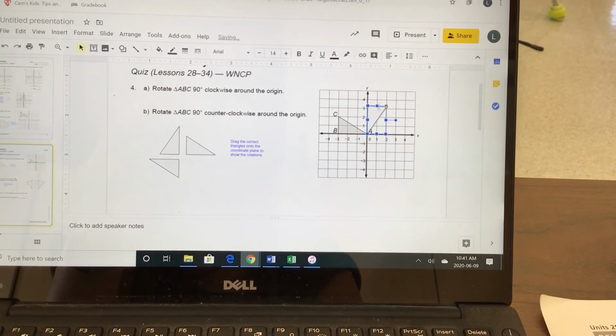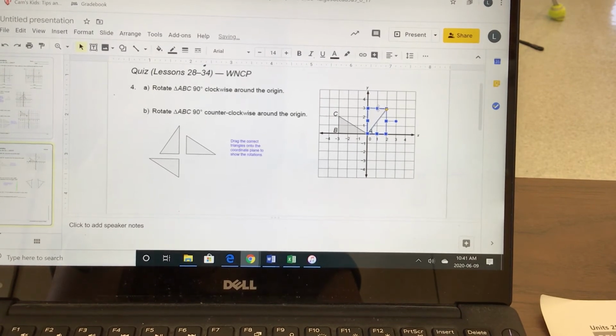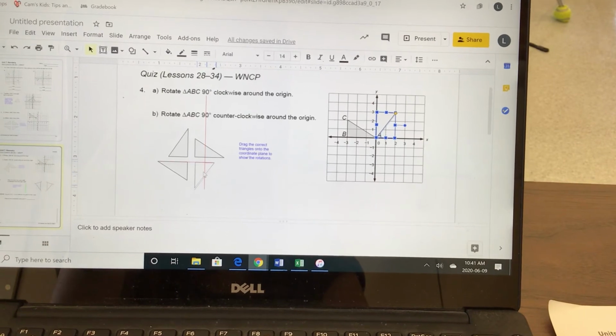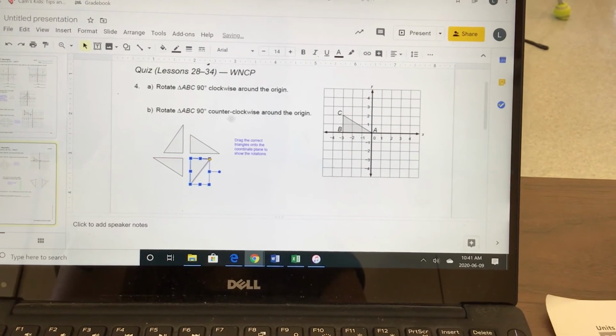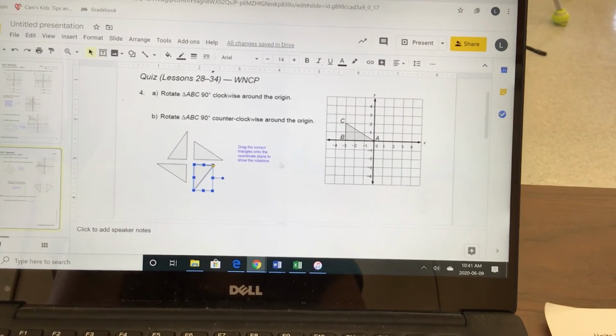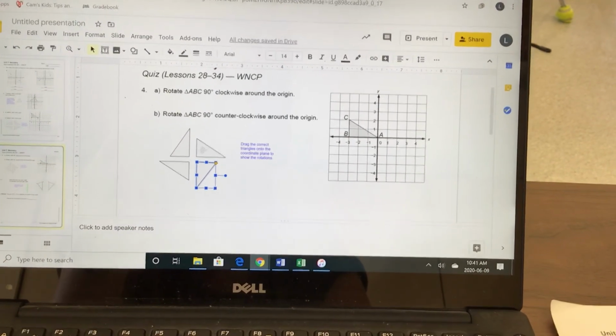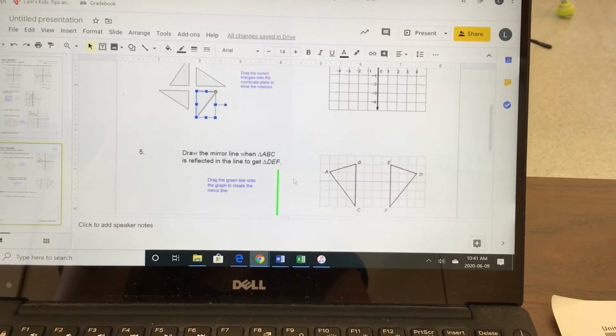I realize they're a little bit off in terms of size, but that's okay. You don't have to worry about editing them, but you can if you would like to. And then you'll need to rotate 90 degrees counterclockwise, so go the other direction. So 2 of these triangles should end up on this grid, and the other 2 can just be left there.